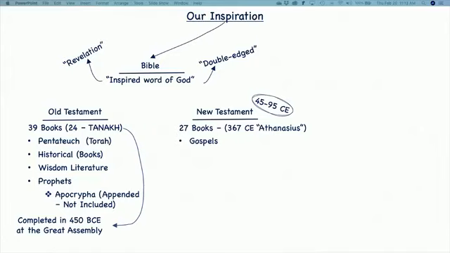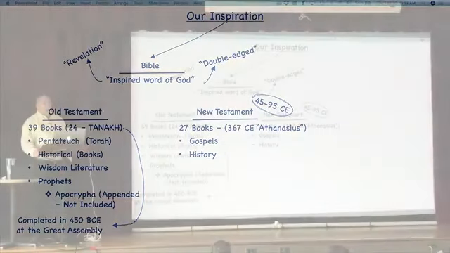And how many Gospels are there? Matthew, Mark, Luke, and John. Matthew is written second. Mark is first. Mark is written around 72. Matthew around 74. Luke around 76. And then John around 90.